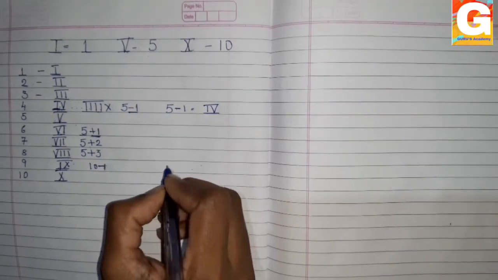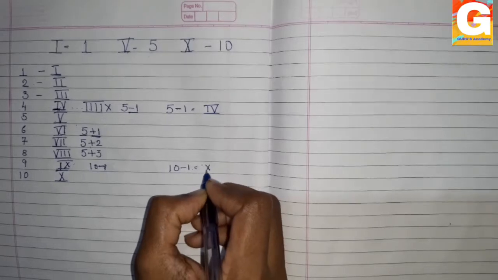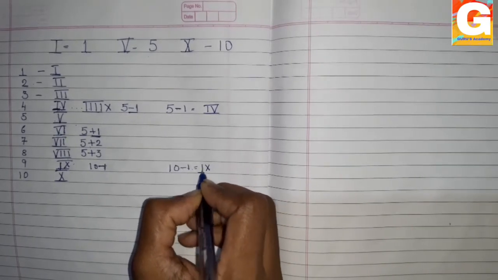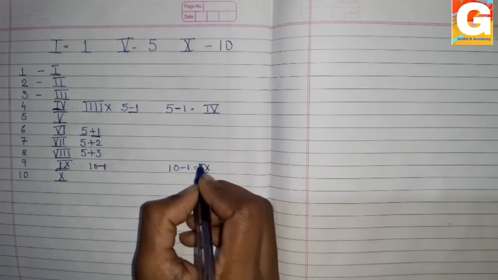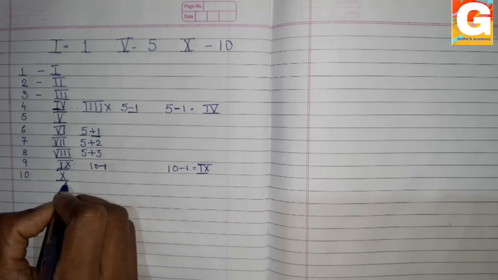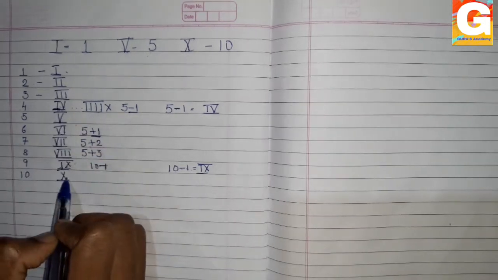Same is for 9. We have seen 9 means what? 10 minus 1. This is your 10, and minus 1. Minus we have to write to your left hand side. That means you are writing 1 over here. This is your 9. And we have seen 10, how we are supposed to write. So you will have understood how we are supposed to write 1 to 10 Roman numbers.